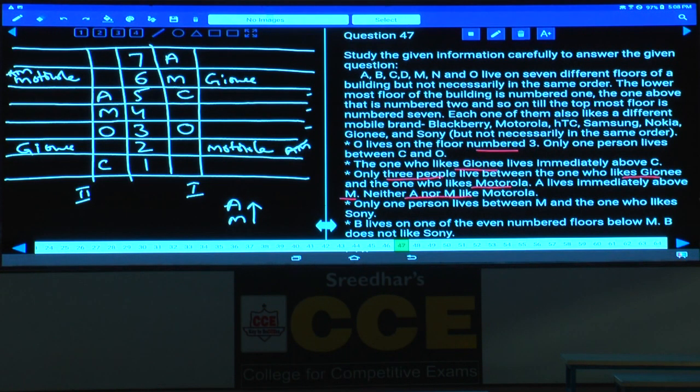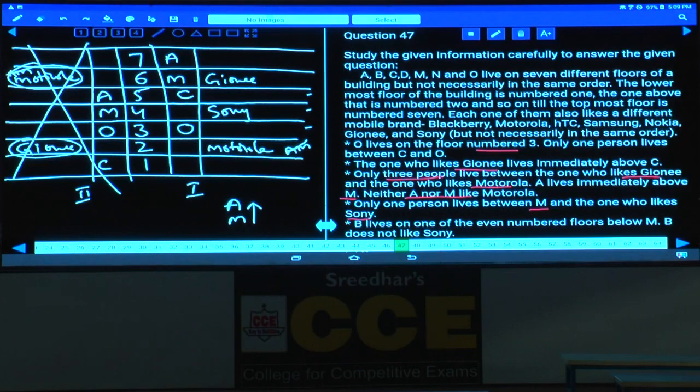Only one person lives between M and the one who likes Sony. Between M and the one who likes Sony, how many persons are there? There must be exactly one person. Now here between M and Sony, Sony must be either here or here, which is not possible, which implies that the second case is completely ruled out. Now we are left with only one case.